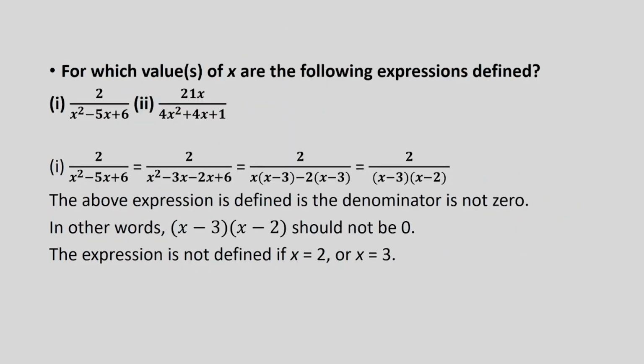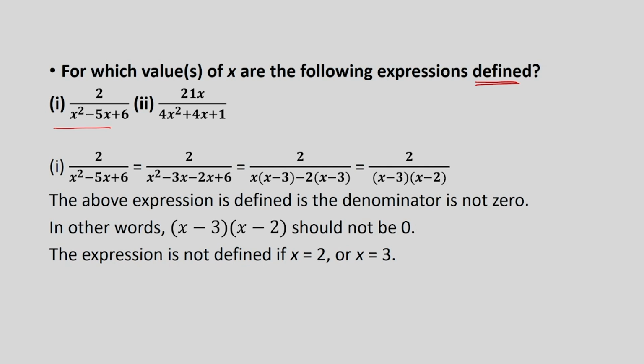Okay, here is the second question: for which value or values of x are the following expressions defined? So, this term "defined" is important. And there are 2 separate problems actually. Number 1 is this: 2 divided by x square minus 5x plus 6. That is the first problem. And the second problem is 21x divided by 4x square plus 4x plus 1.